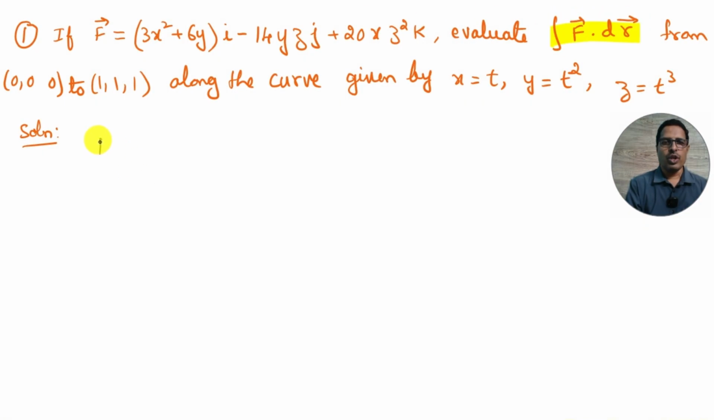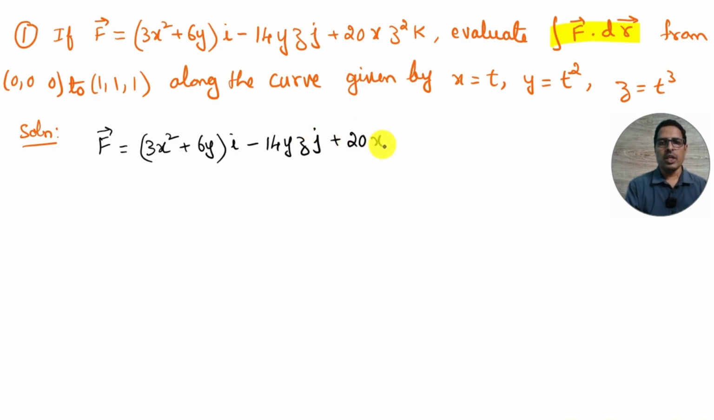So what is given over here? Vector f is given. So vector f is nothing but (3x square plus 6y) into i minus 14yz into j plus 20xz square into k. And what is dr vector? Dr vector is nothing but dx into i plus dy into j plus dz into k.